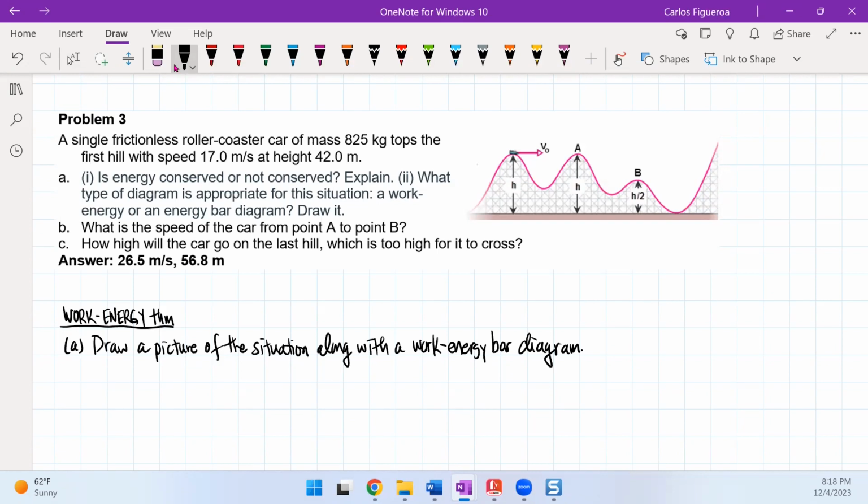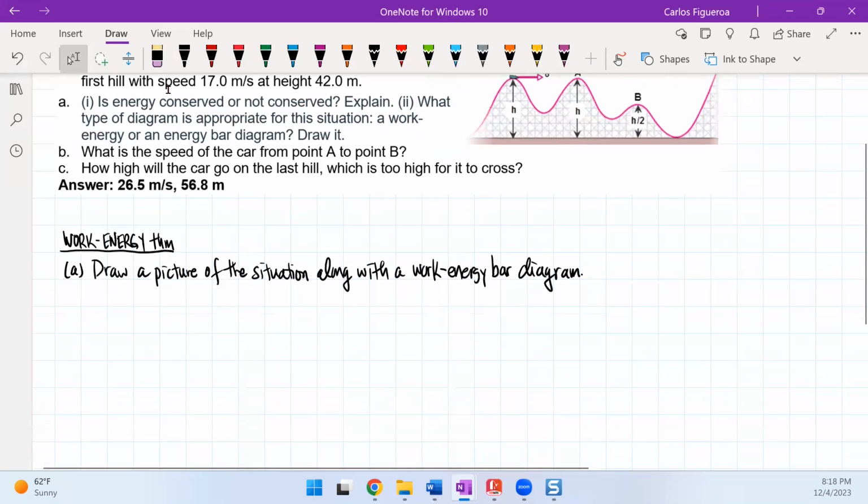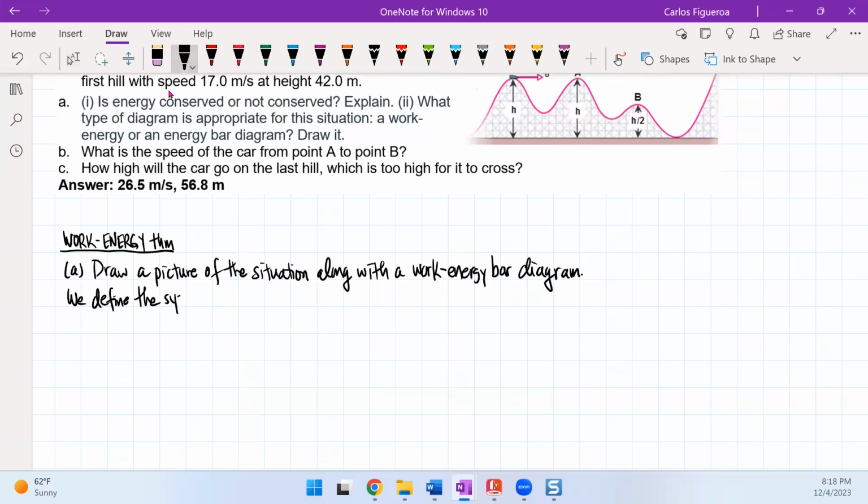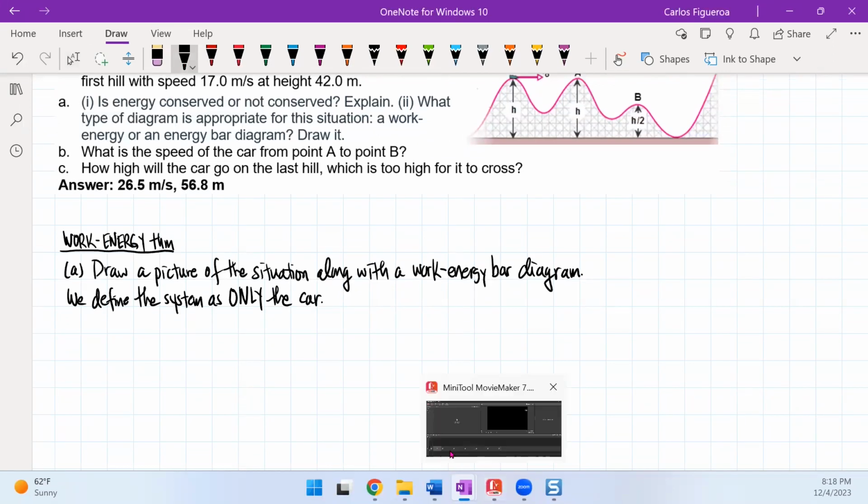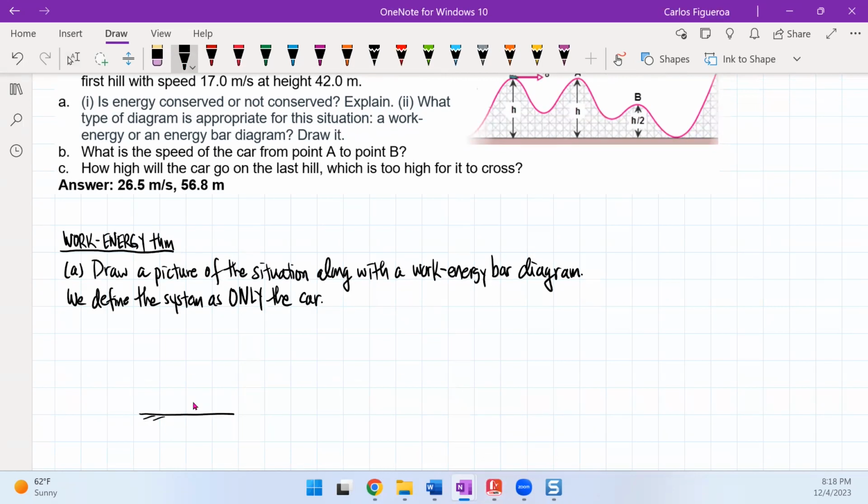So if I look at it this way, then what we do here is that we define the system as only the car. So when I look at this, I have something that looks something like this. Here's the bottom or the ground, and then I'm going to have a roller coaster. And as I look at the roller coaster, somewhere along this roller coaster, we have a cart.